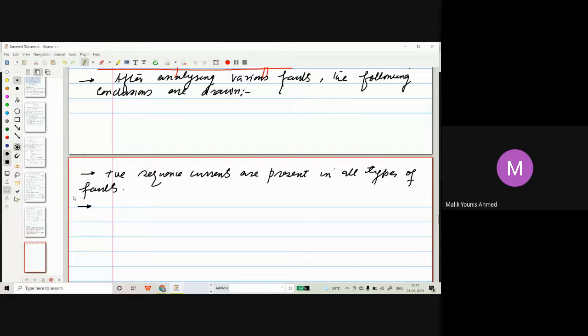Second is negative sequence components are present in all unsymmetrical faults.